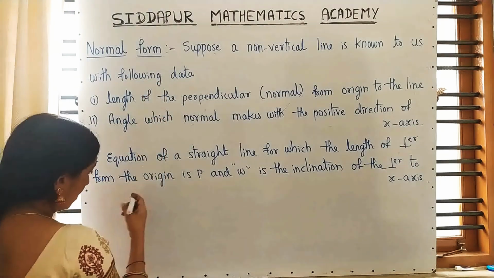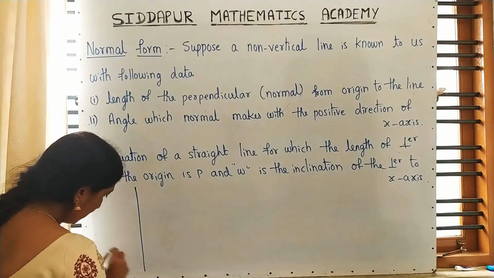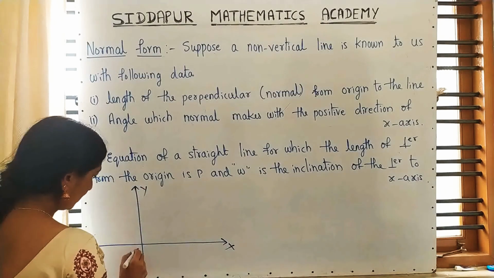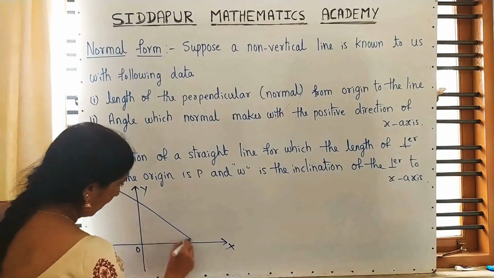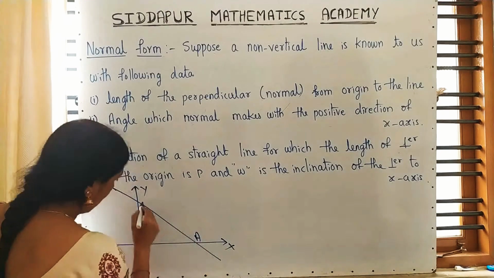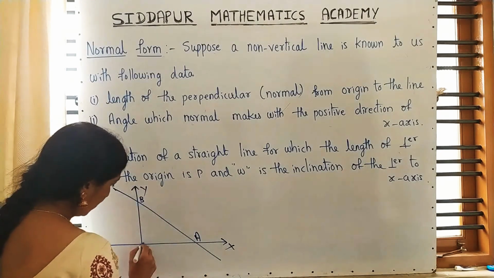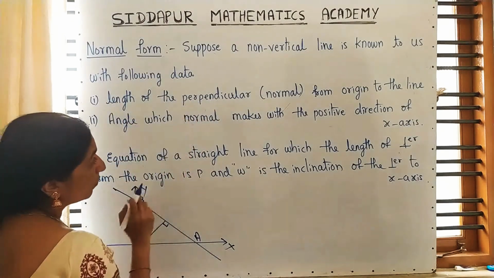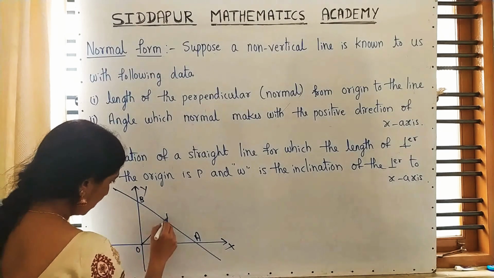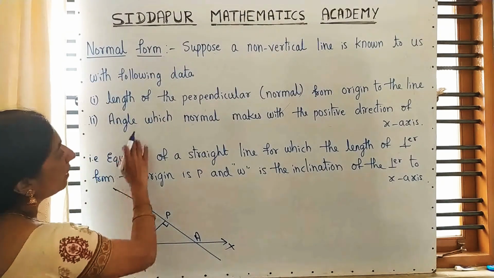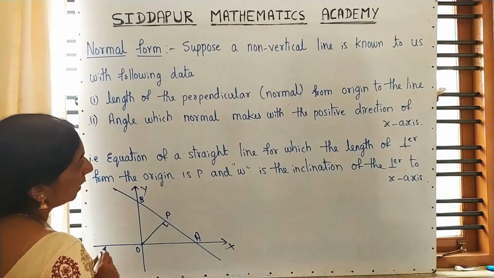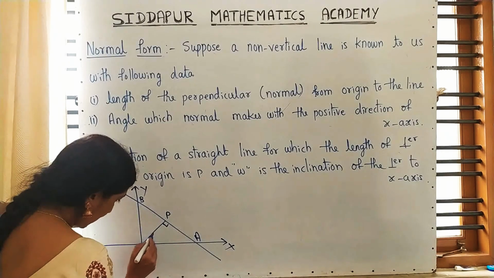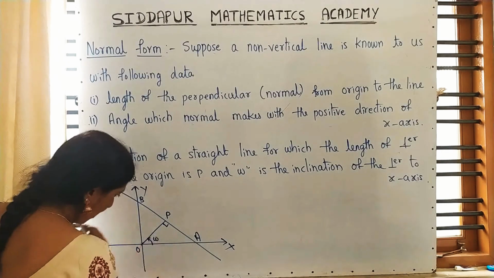See, according to the given statement, this is the y-axis, this is the x-axis. Now this is the line. It cuts the x-axis at A and the y-axis at B. Now this is a perpendicular. See, the length of the perpendicular from the origin to the line, and the angle which the normal makes with the positive direction of the x-axis. This is the line, this is the normal which makes an angle with the positive direction. Let us take this as omega.